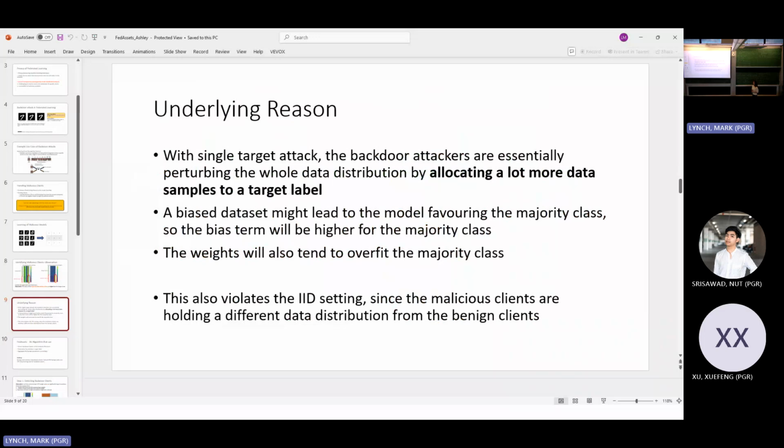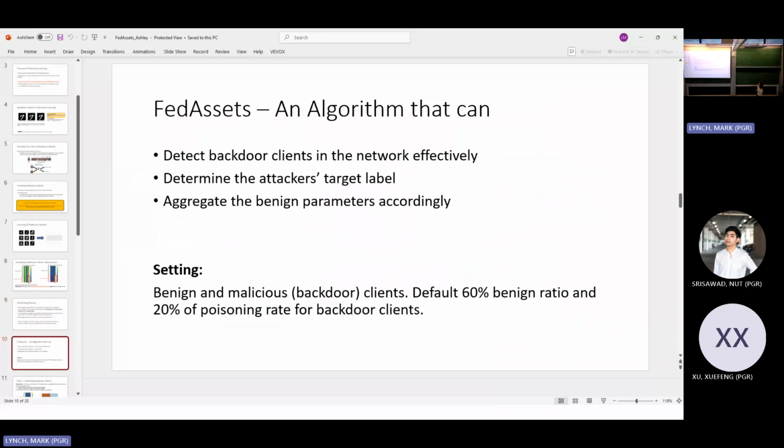For example, more than 70% of the data is pointed to this target label. Because of that, it will change the performance of the learning and also change the parameters as well. The bias term and the weight term will be very high to overfit this majority class. So based on this observation, we have proposed this algorithm, which is called FedAssets.